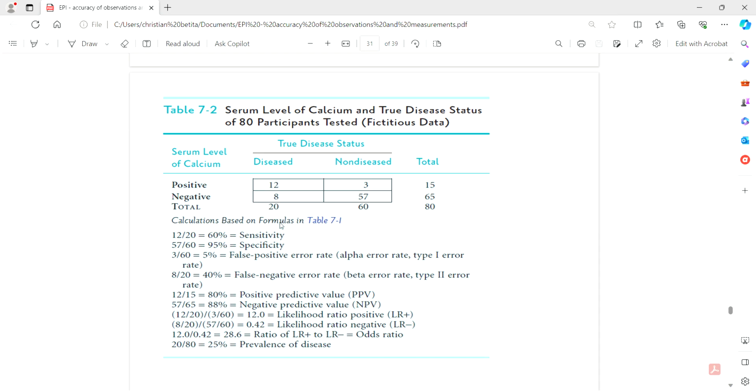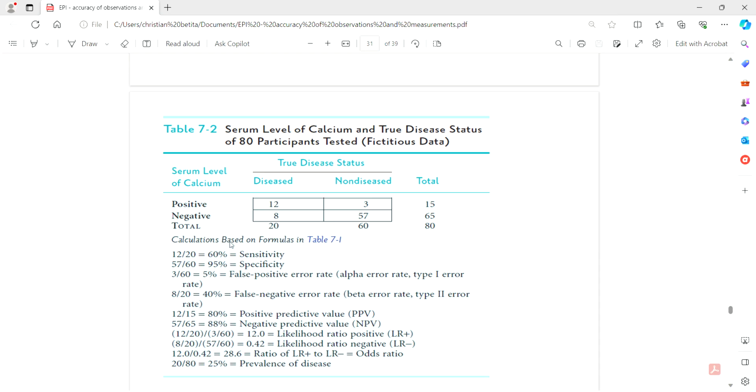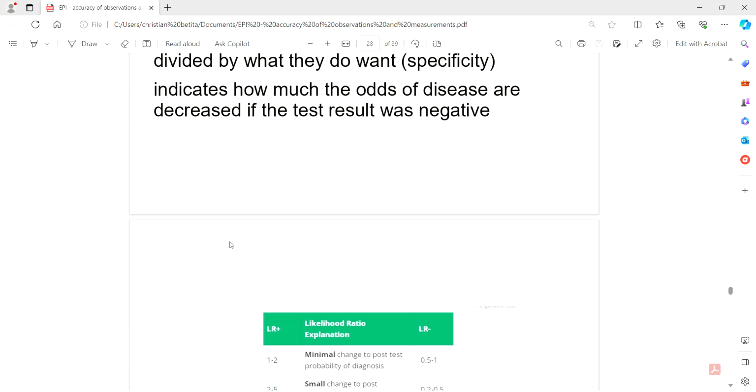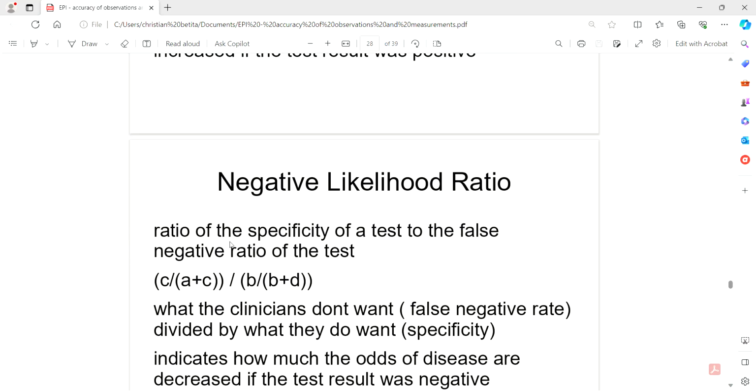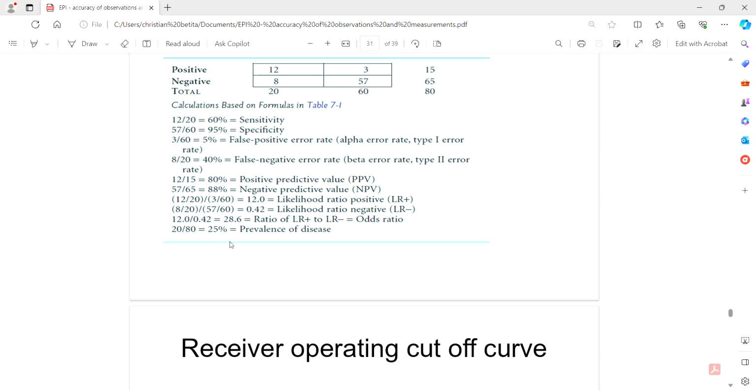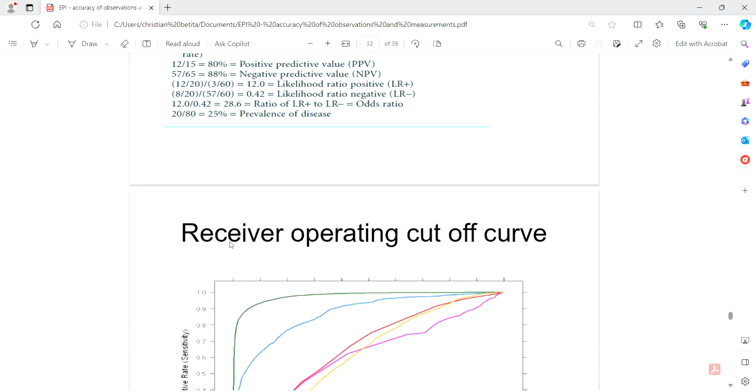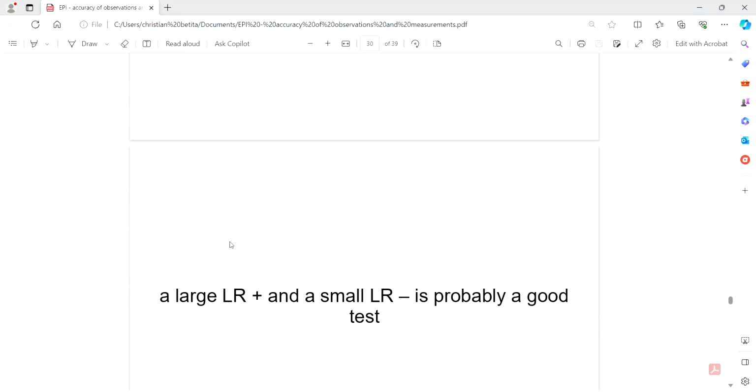So is this a good test? So the sensitivity is relatively high. The specificity is higher. So is this a good confirmatory test or a screening test? Okay.